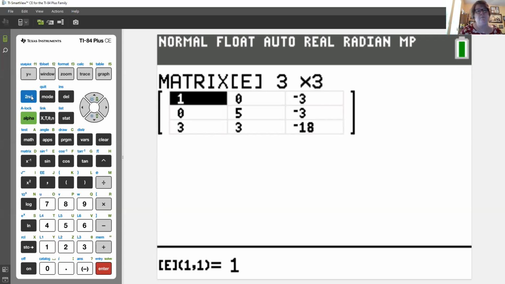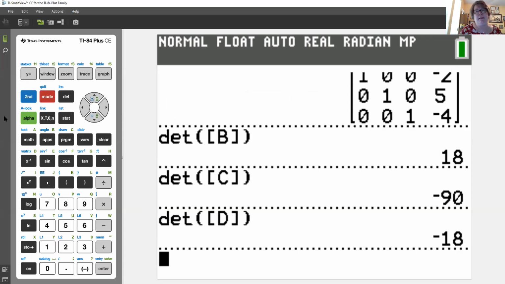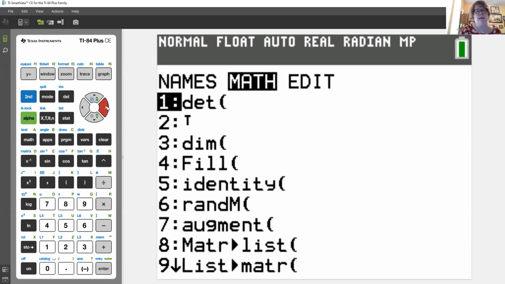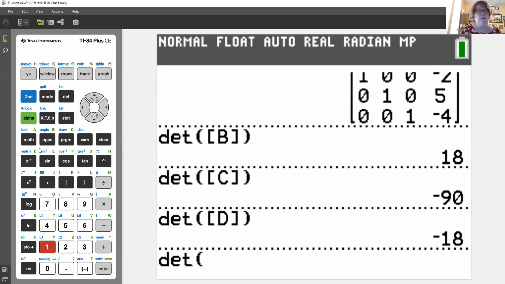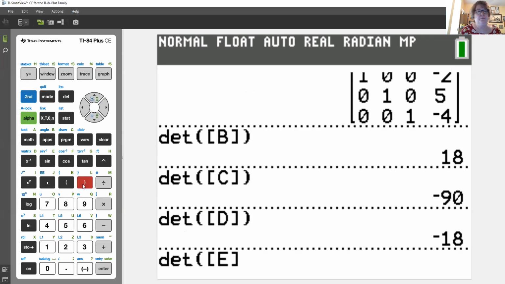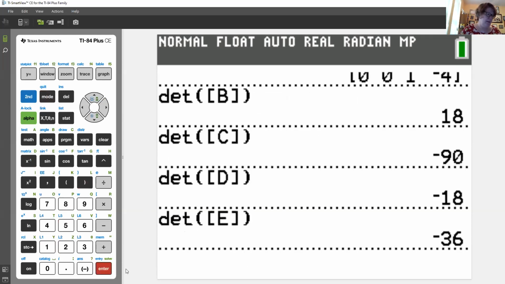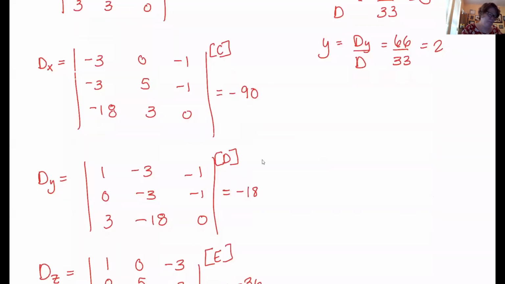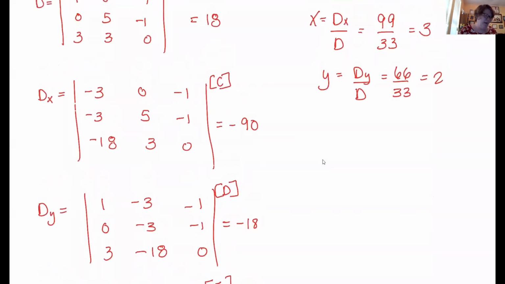So now I'm going to exit from my matrix menu, second quit, go back into my matrix menu. I'm going to go to my math menu, number 1. I'm going to find the determinant of matrix E, and that is -36. All right, so let's go back and share. We've written all of this down on our sheet of paper. So I have them all written down.